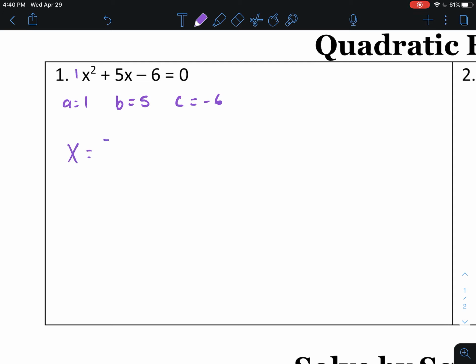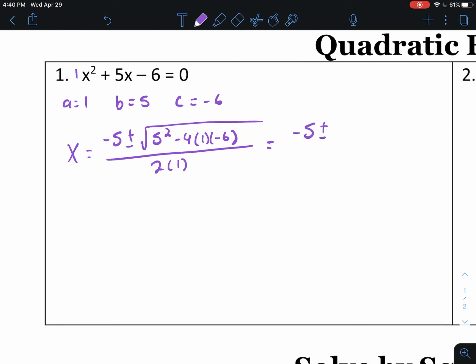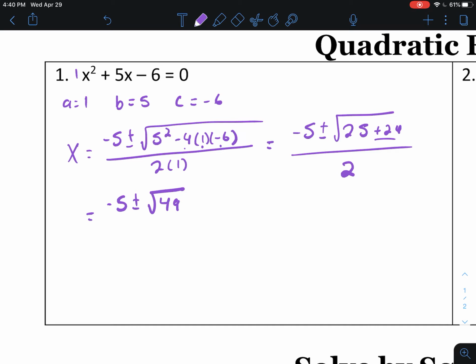So x is equal to the opposite of b plus or minus the square root of b squared minus 4 times a times c, all divided by 2a. We do some simplifying. We keep the negative 5, so negative 5 plus or minus the square root of 25 plus 24, negative 4 times 1 times negative 6 is positive 24, divided by 2. Continue to simplify. Negative 5 plus or minus the square root of 25 plus 24 is 49, all divided by 2. That gives us negative 5 plus or minus 7 divided by 2.